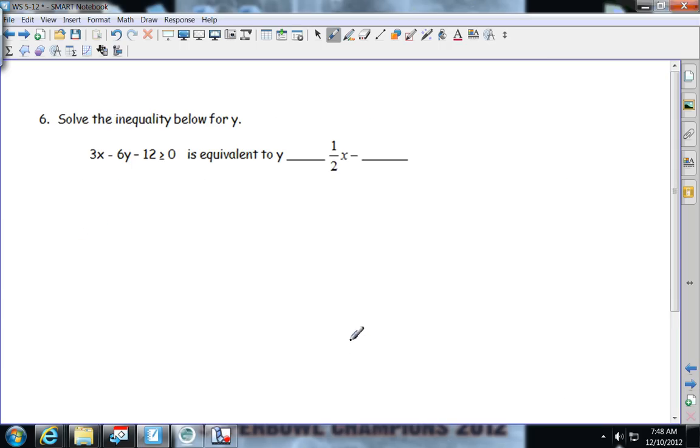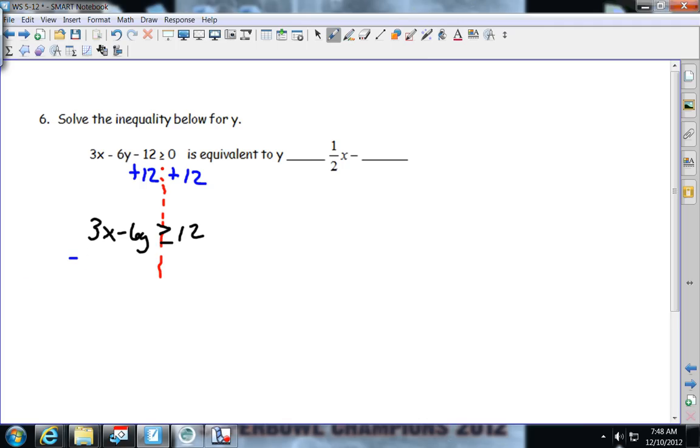All right, solve the inequality below for y. And it's equivalent to, and so you're supposed to fill in the blanks. First off, it doesn't matter if you move the 12 or the x first. I'm going to go ahead and move the 12. And then I have 3x minus 6y greater than or equal to 12.